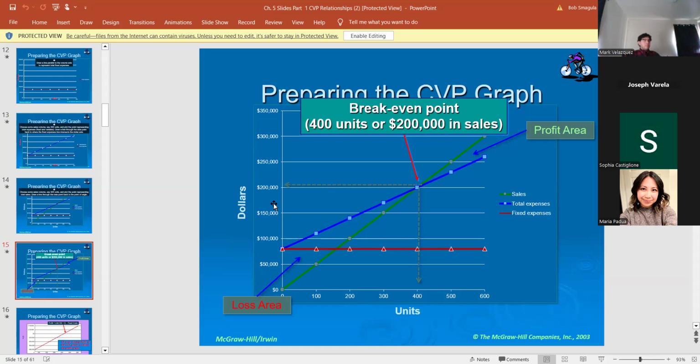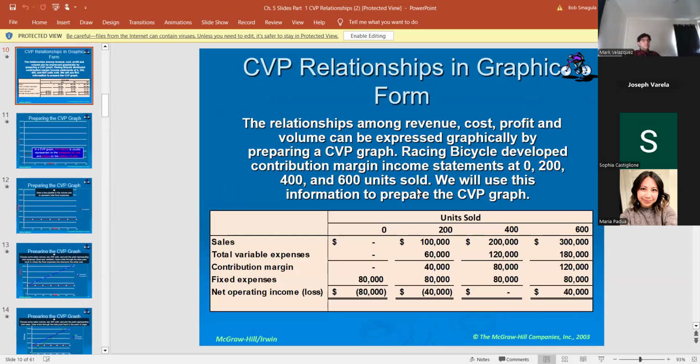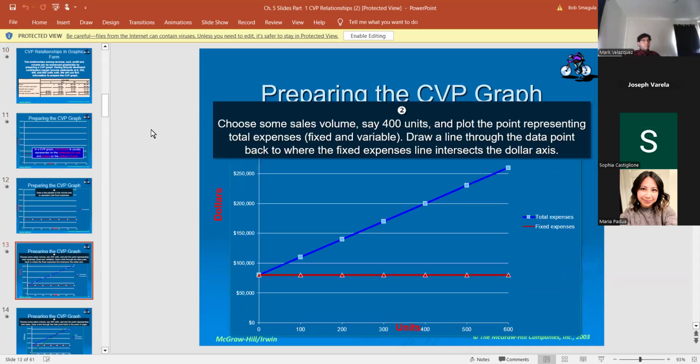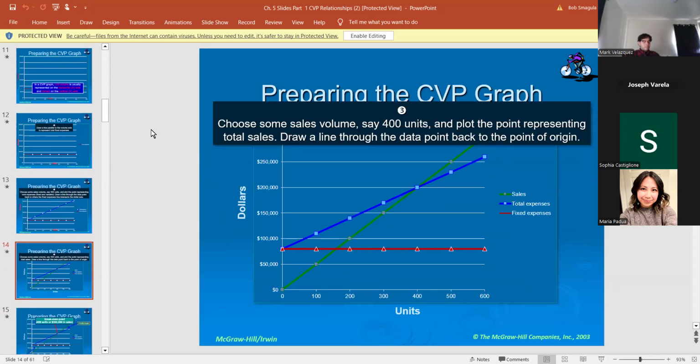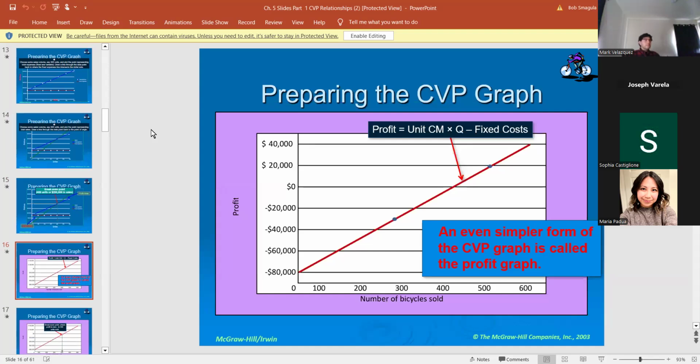The break-even point. Well, we happen to find out that it's at 400 units when the sales are $200,000. There is our break-even point when they sell 400 units. We're showing this to you. If you like to make graphs, you can come up with the break-even point this way, okay? And here they're just showing you a little arithmetic that's not too tough.